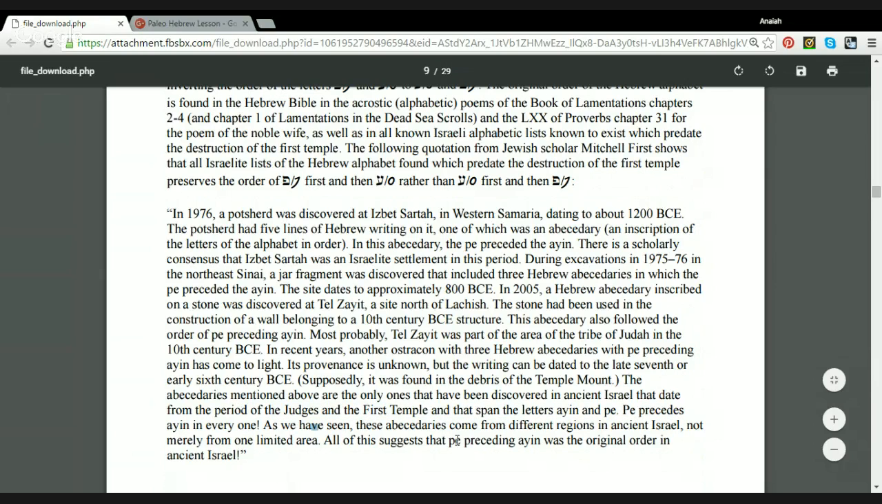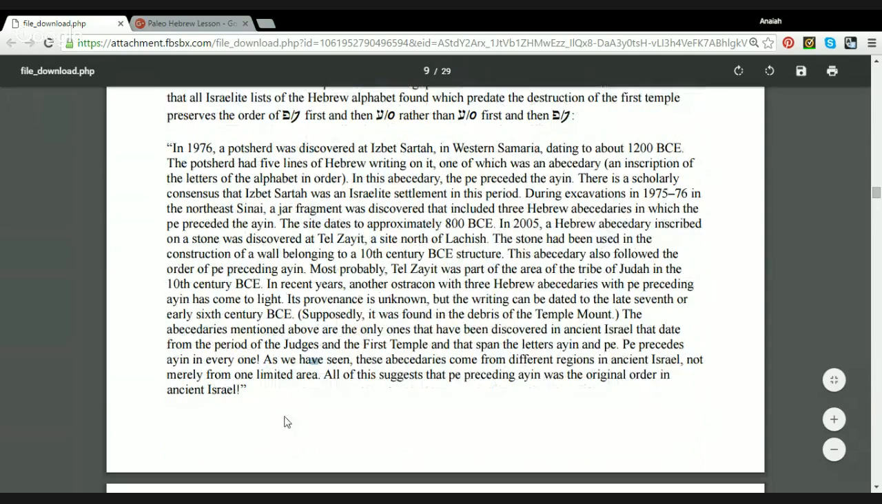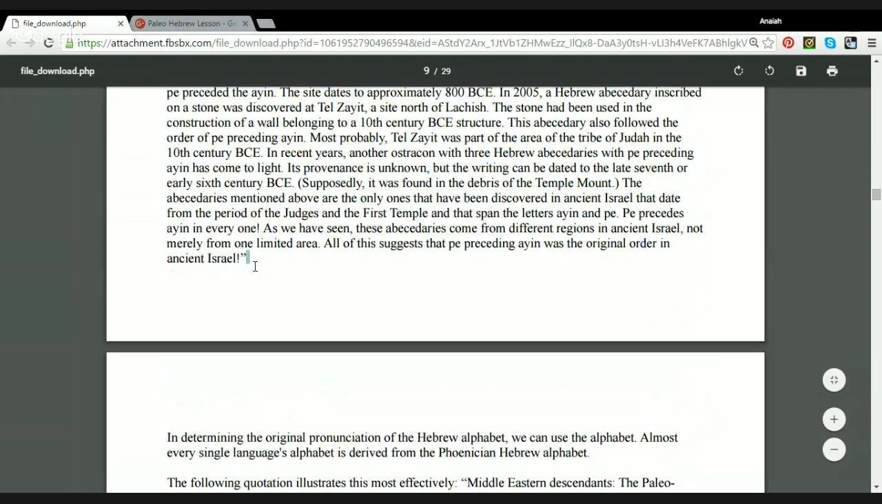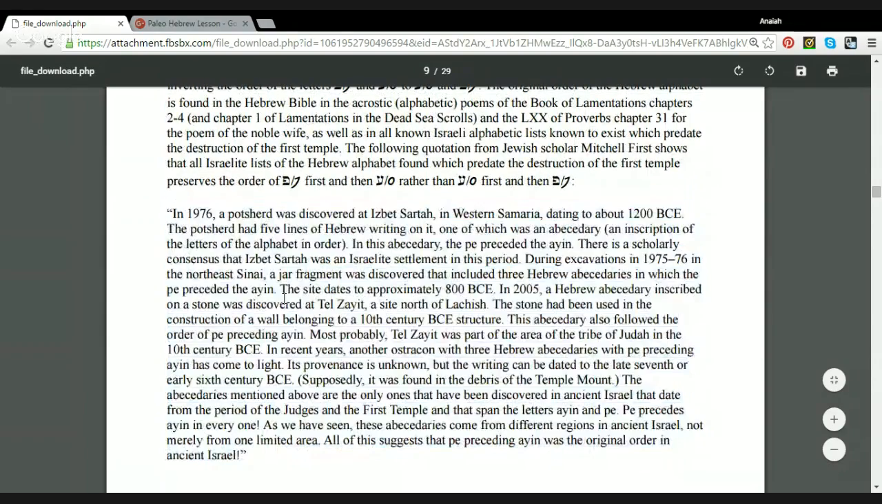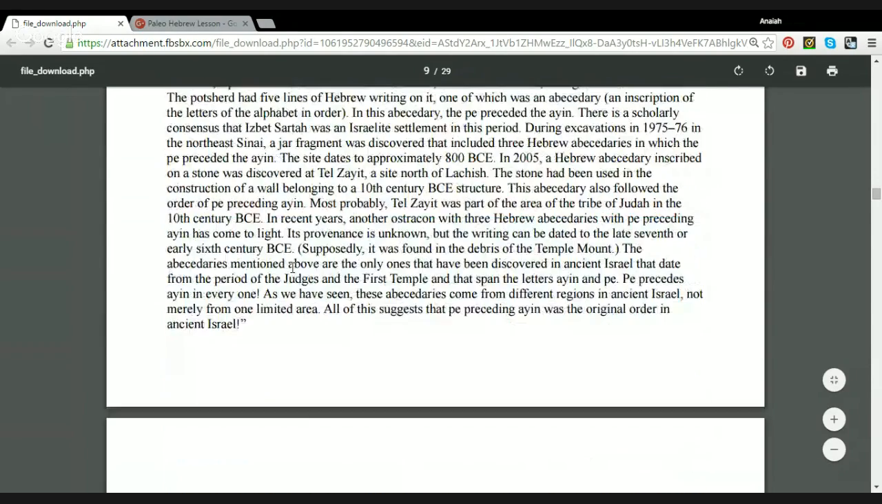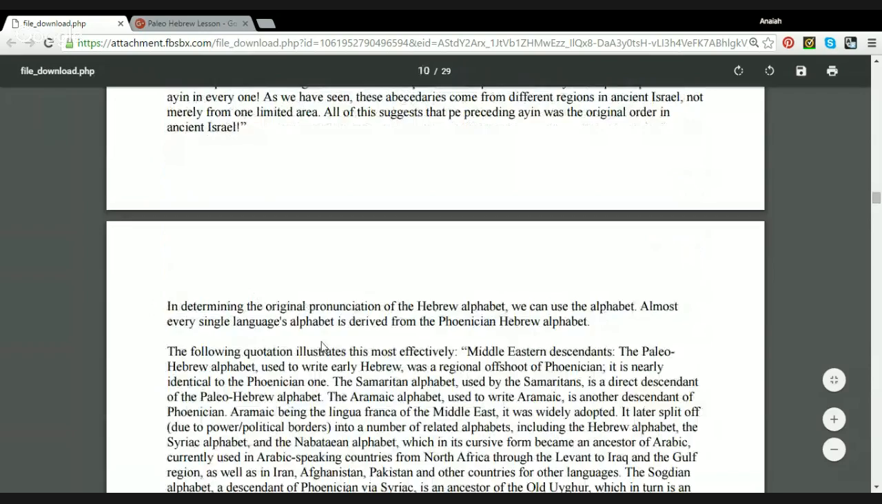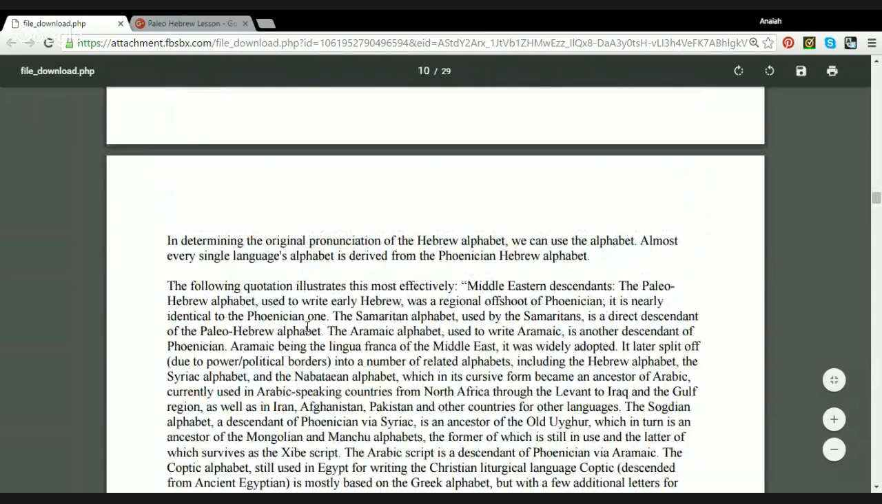As we have seen, these abecedaries come from different regions in ancient Israel, not merely from one limited area. All of this suggests that Pe preceding Ayin was the original order in ancient Israel. That's a quotation from some guy who wrote a very interesting article that I read, and I'm convinced that that's the case. Now, are you still with me?